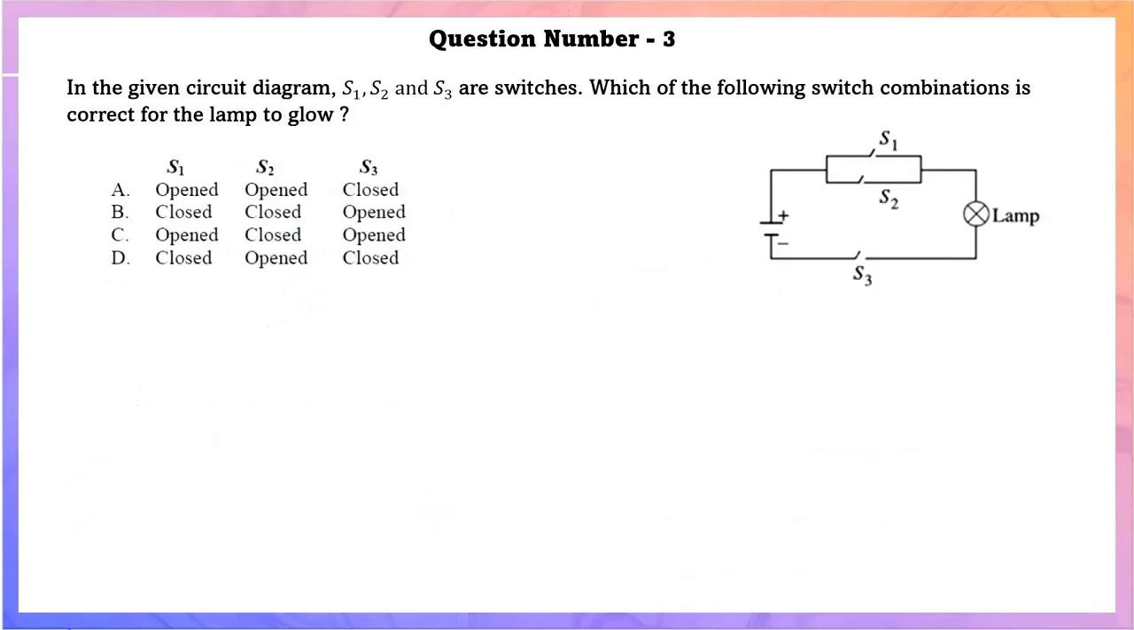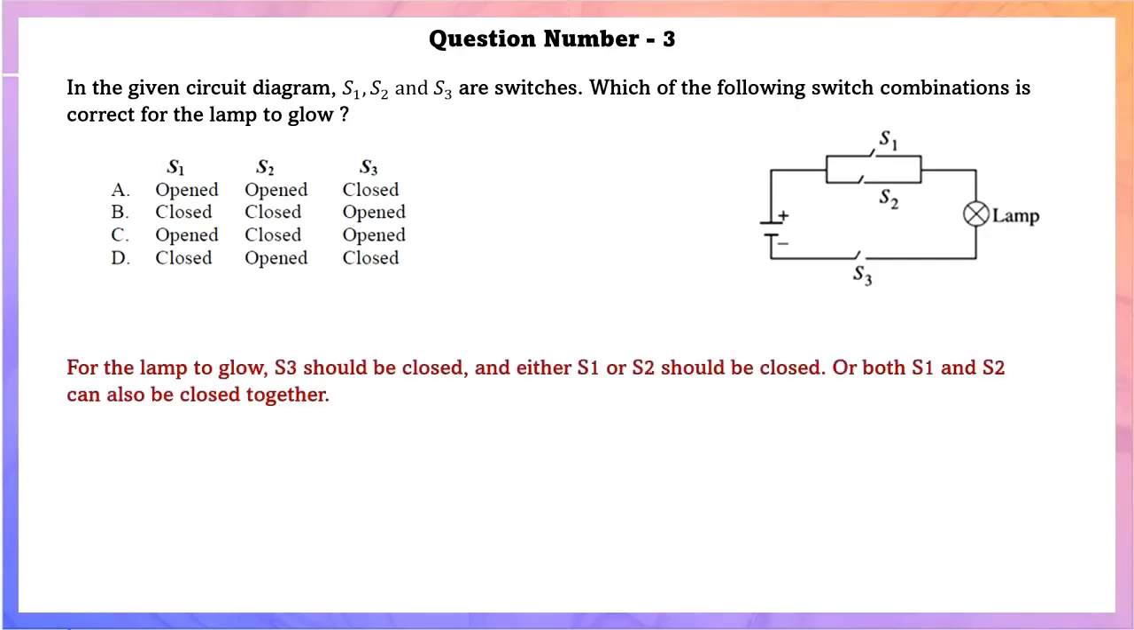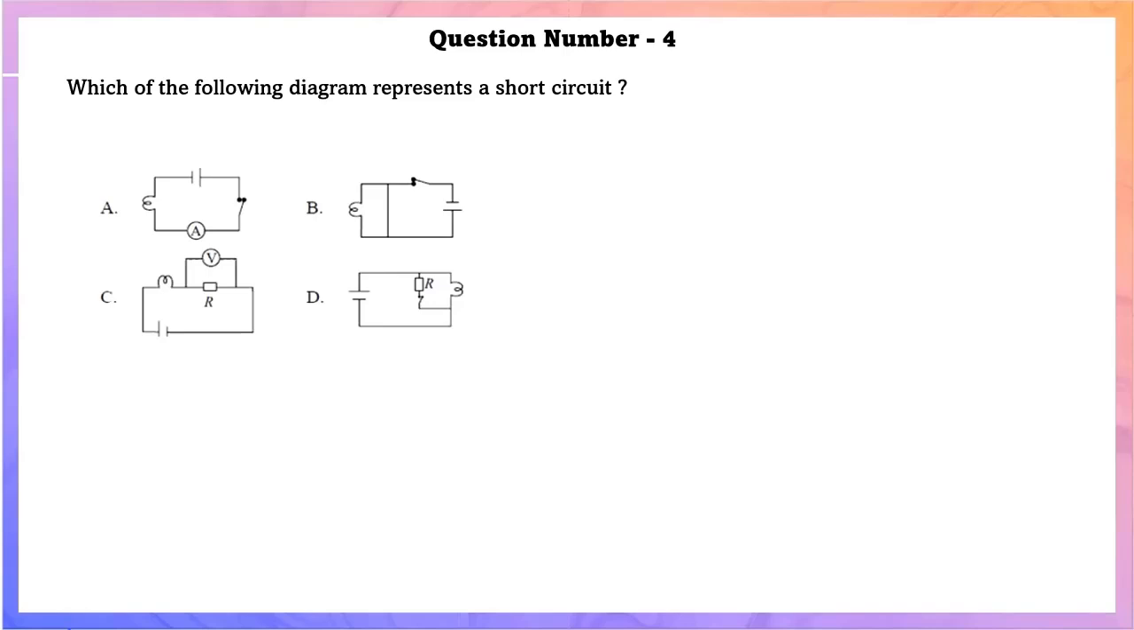Question number 3. In the given circuit diagram, S1, S2 and S3 are switches. Which of the following switch combination is correct for the lamp to glow? For the lamp to glow, S3 should be closed and either S1 or S2 should be closed, or both S1 and S2 can be closed together. So the correct option is option D.